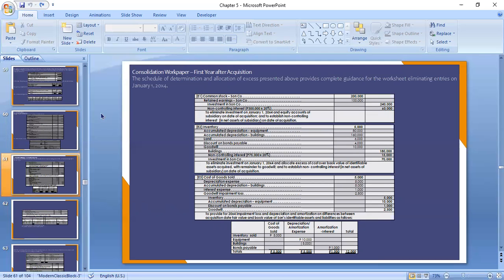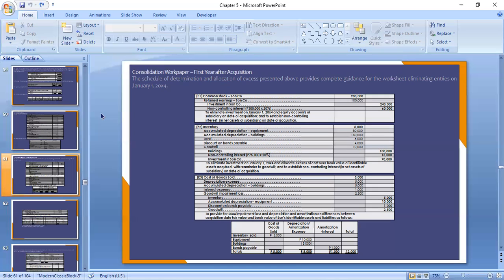So for this, we have the elimination of the investment on January 1, 20x4 and the equity accounts of subsidiary on date of acquisition and to establish non-controlling interest in net assets of subsidiary. So again, we close common stock, we close retained earnings, we credit investment account and credit the non-controlling interest for the proportionate share.